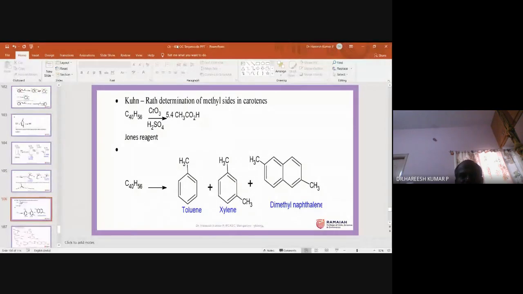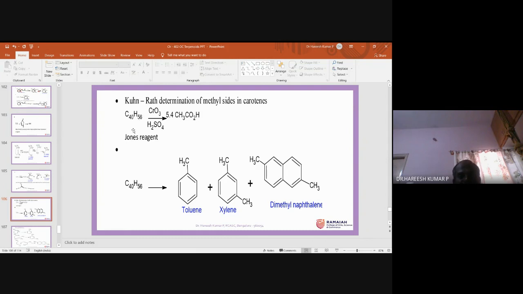So the next slide is one name reaction, Kuhn-Roth determination of methyl sites in carotenes. Kuhn-Roth is a scientist who was able to find the determination of methyl sites in carotenes.